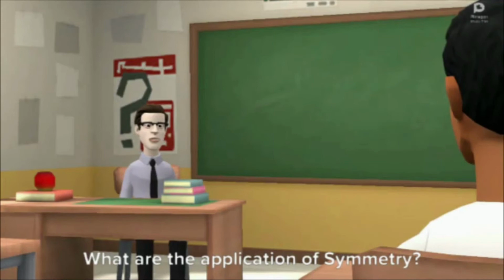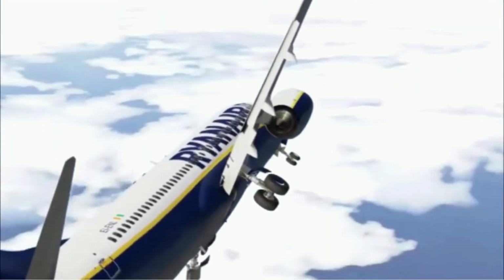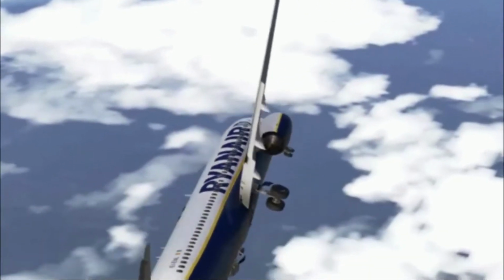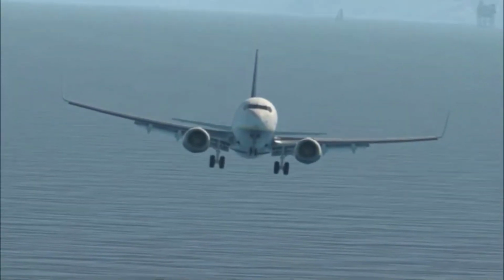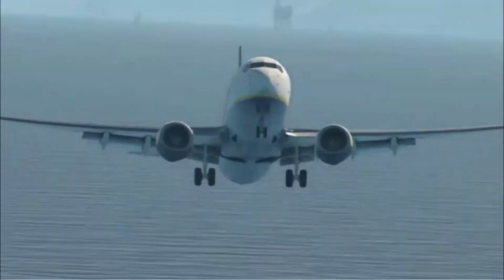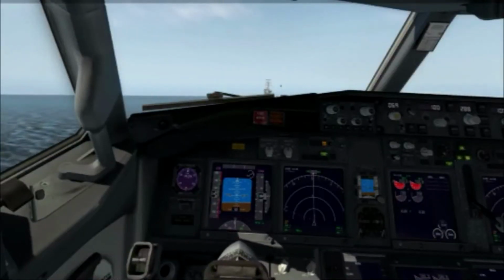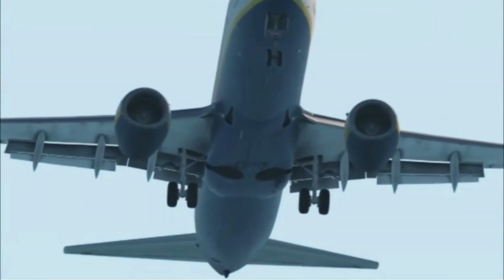What are the applications of symmetry? Flying in an aeroplane which has only one wing would be weird, right? Because the side which has the wing will be very overweight and the aeroplane will tilt that way. Even if we talk about an entire aeroplane with both wings, it is important to balance the weight of the luggage and the fuel and the people and the engine on all sides of the aeroplane.